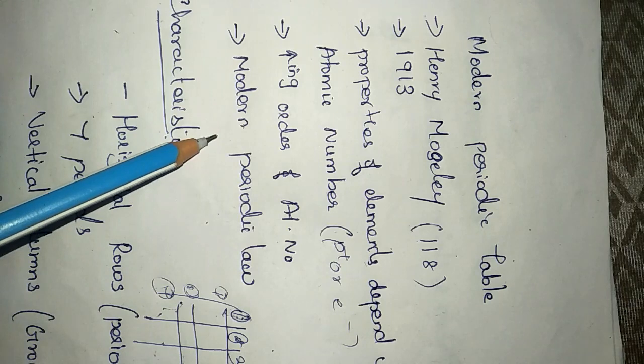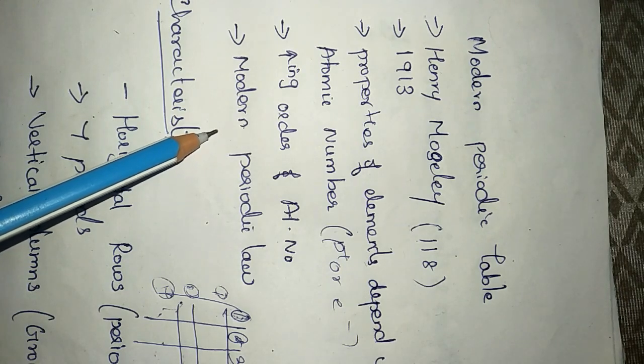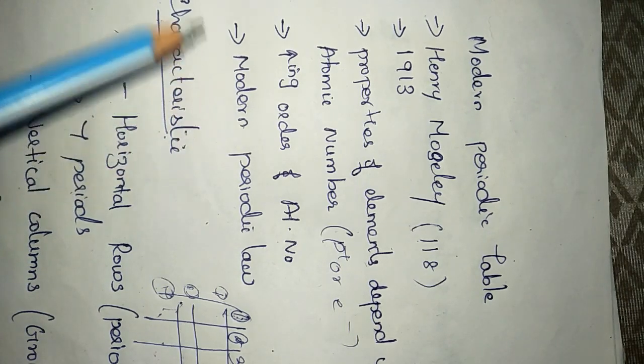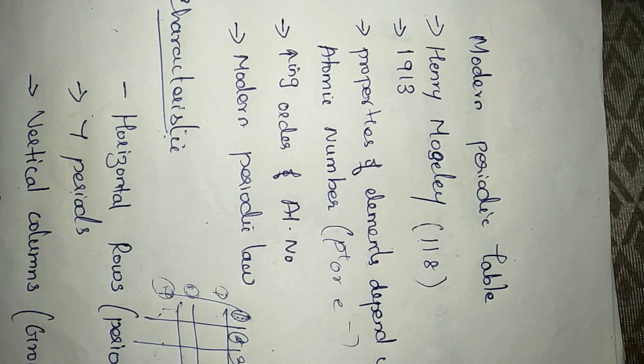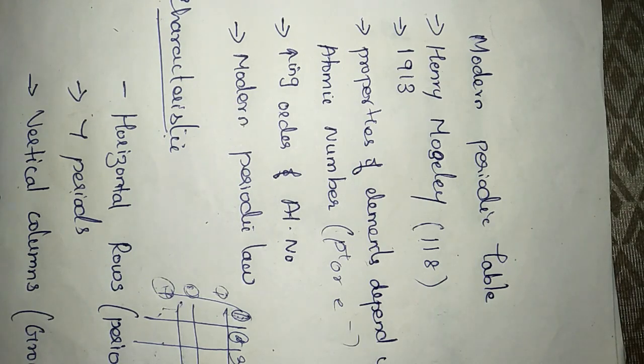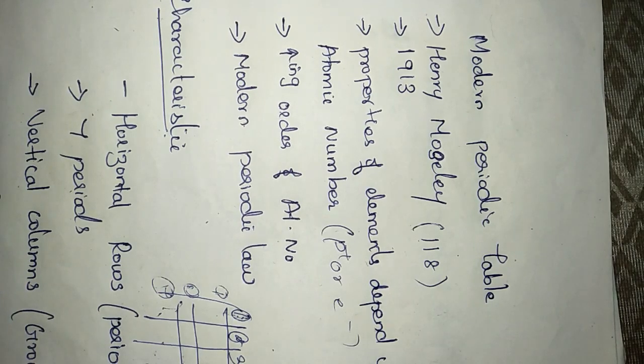We already studied one periodic law proposed by Mendeleev. According to that law, the physical and chemical properties of the elements are periodic functions of their atomic mass. Here only one word you have to change. There you studied mass number. Here you should write what? Atomic number. The properties of elements mainly depend upon which number? Atomic number. That is called the modern periodic law.